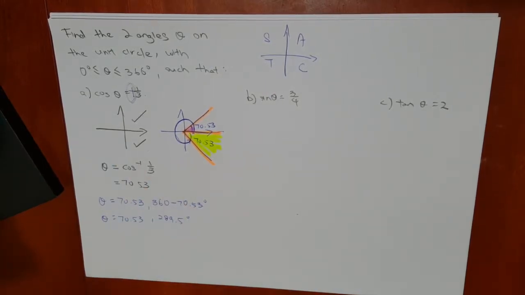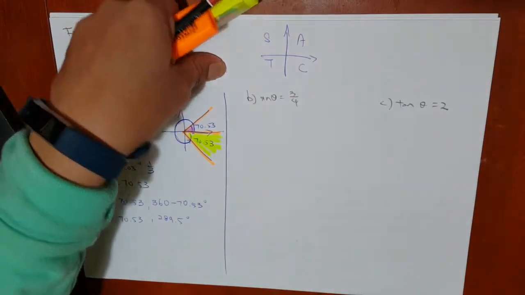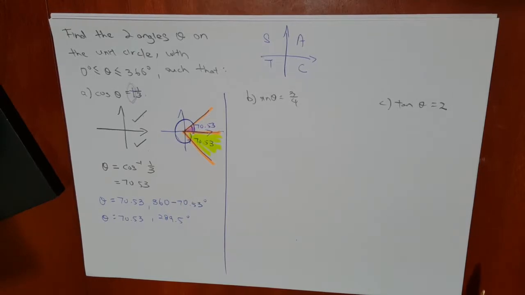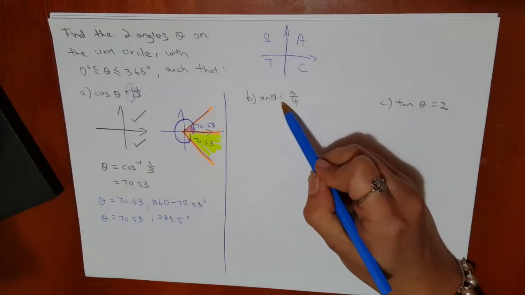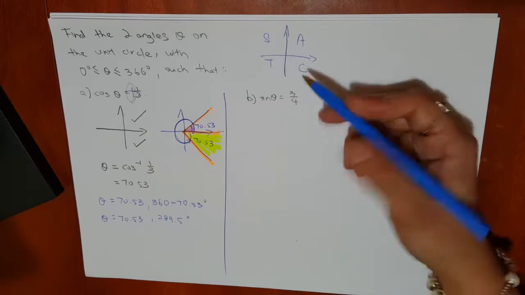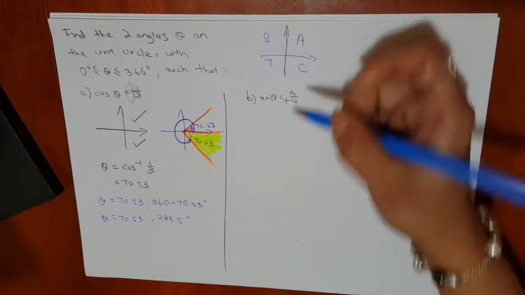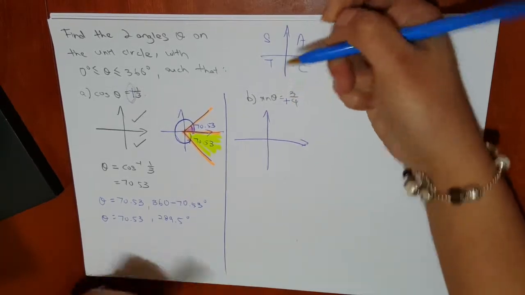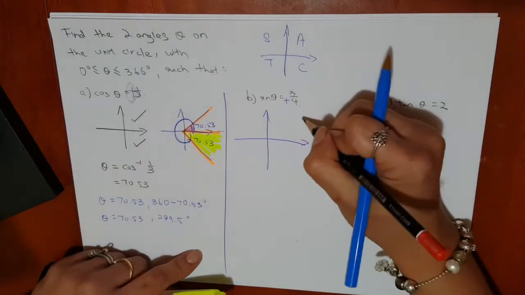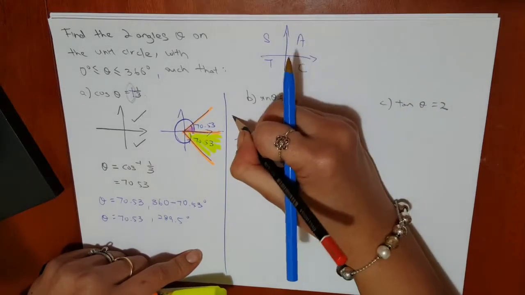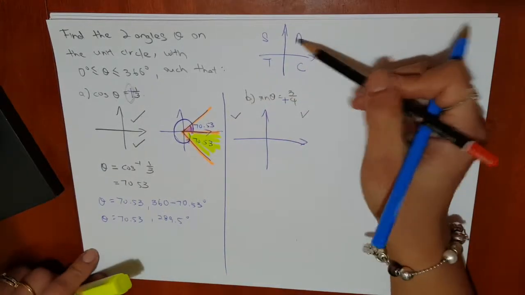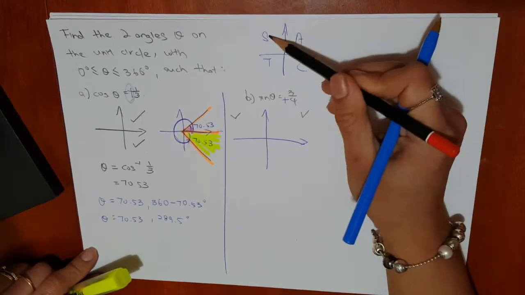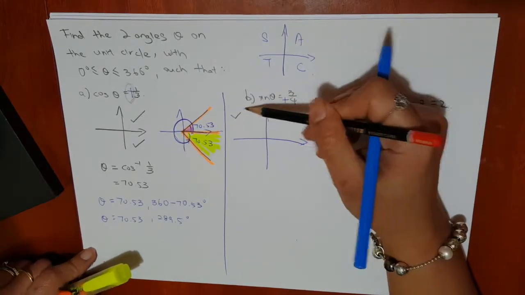For the second question, how do we solve that? Let me draw a line to separate the questions. The second one is the same as what we have done for the first one. Sine theta is equivalent to 3 over 4. In this case, this is also positive, so let me draw this. For sine to be positive, it needs to be in the first quadrant and the second quadrant, because for ASTC, A is where everything is positive and S is where sine is positive, so it's here.